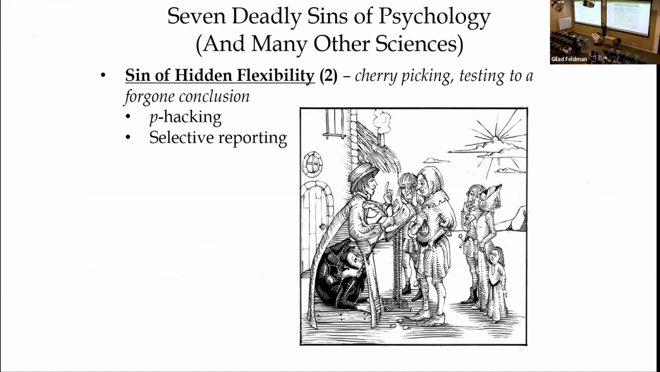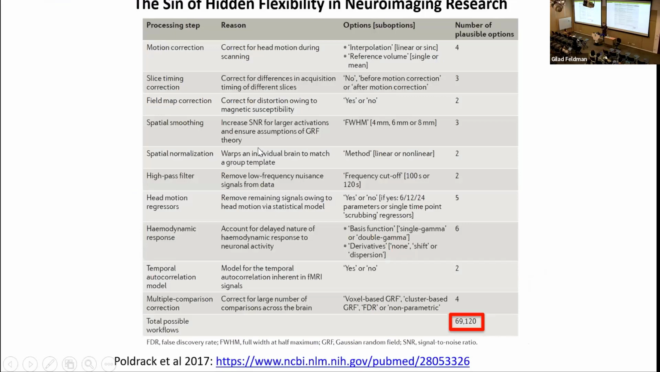Sin of hidden flexibility. So we talked about p-hacking and selective reporting. In our department, we have a lot of neuroscientists. Perhaps you belong to one of these labs. You have to understand that when we do neuroscience, we have a lot of flexibility. How much flexibility do we have? So this is all the flexibility.